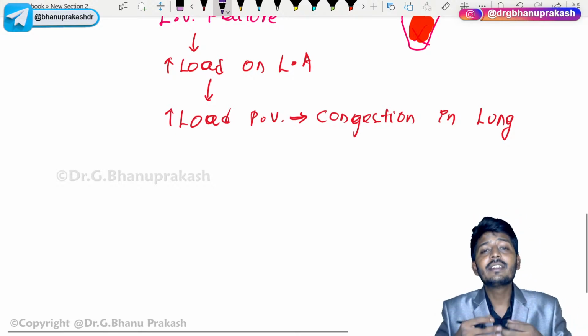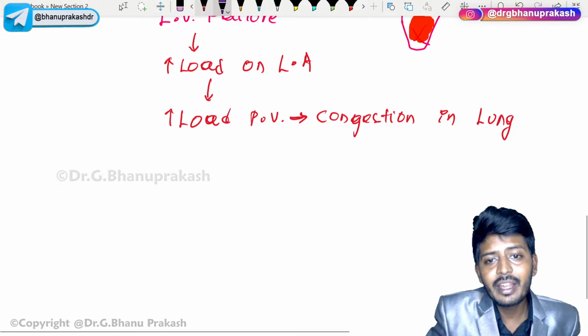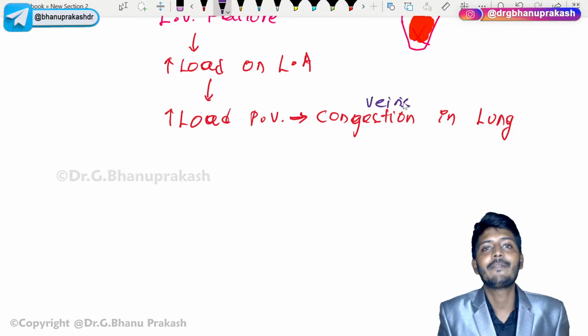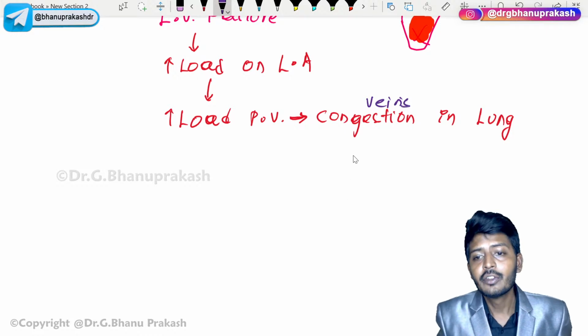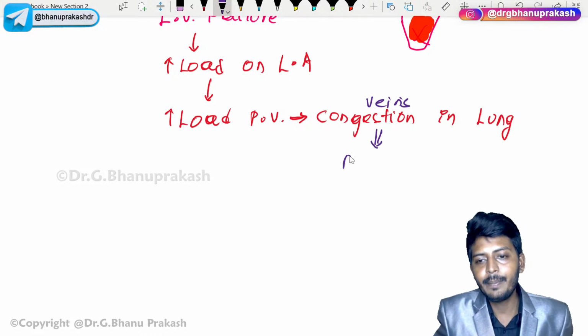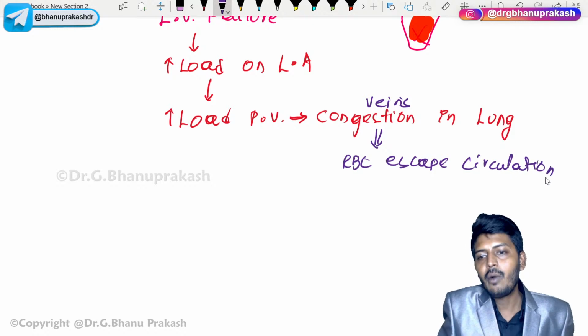Your RBCs will start to go out of the blood vessel, creating a congestion in the lung, especially in which veins? Veins of the lung are affected. Pulmonary venous congestion. Because of this pulmonary venous congestion, RBCs will start to escape the circulation. If RBCs escape the circulation, now what will happen?